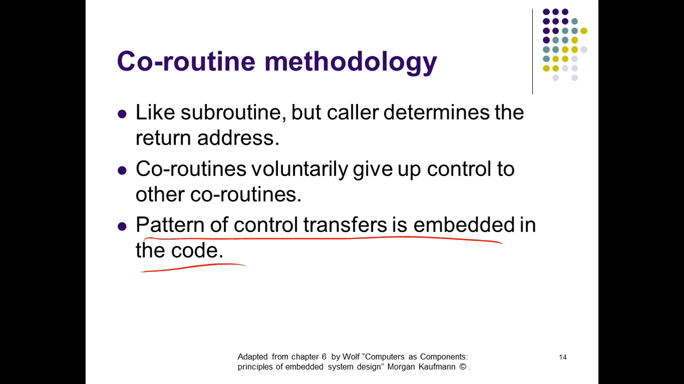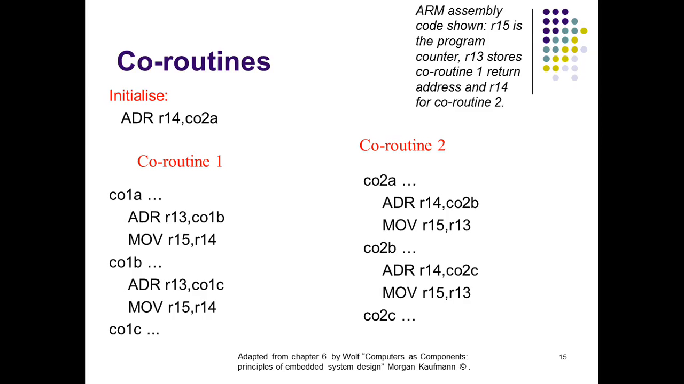So you have to say which routine is coming up next once I finish my current routine. Which means that if you're writing coroutines, you're actually going to be going into something like assembly code, because you have to control all the registers and who gets the next control of the CPU. So this is an example of what some coroutine may look like.